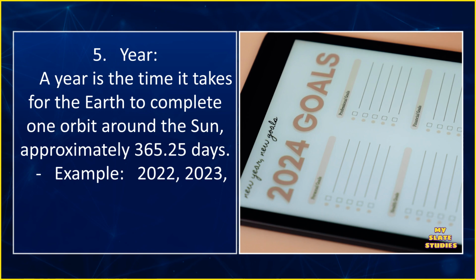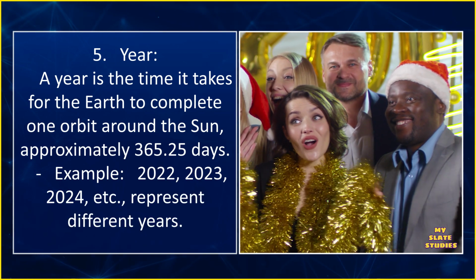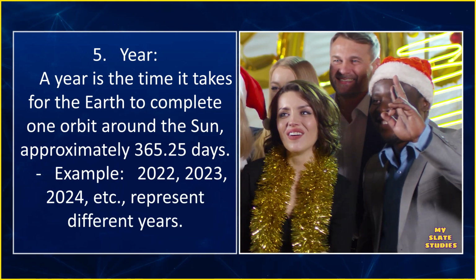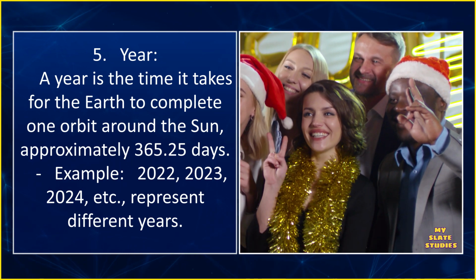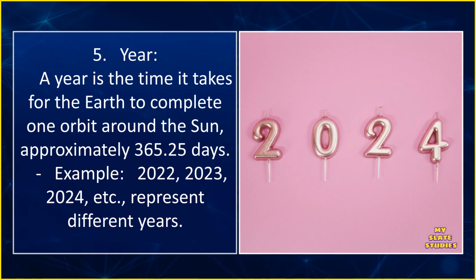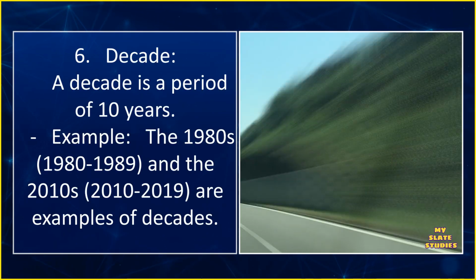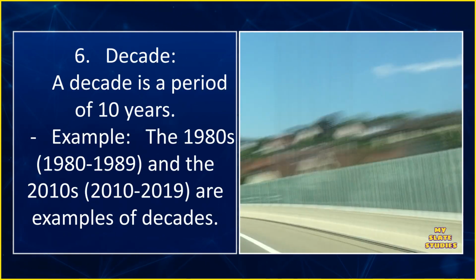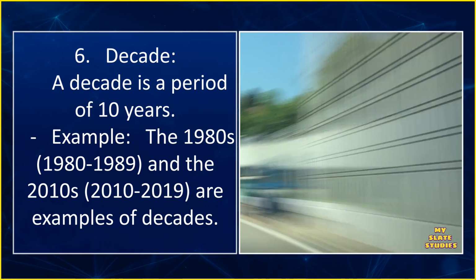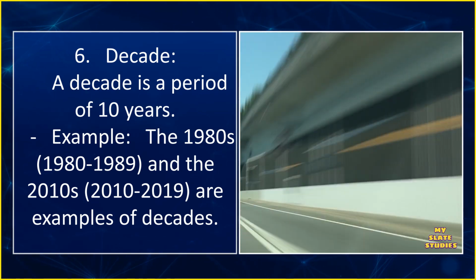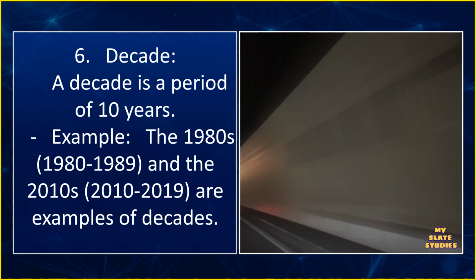Year. A year is the time it takes for the Earth to complete one orbit around the Sun, approximately 365.25 days. Example: 2024, etc. Decade. A decade is a period of 10 years. Example: the 1980s, 1980 to 1989, and the 2010s, 2010 to 2019, are examples of decades.